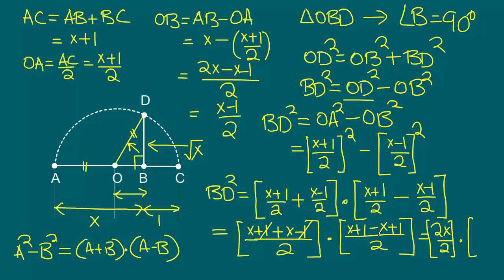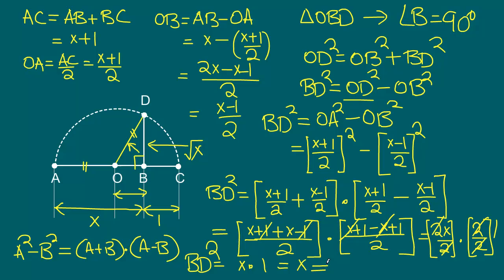Multiply by, what do we have here? So plus x minus x cancels out. We have 1 plus 1, simply 2 over 2. Or we have this as 2 and 2 will cancel out, simply x. Multiply by, this is 1. Or x. So BD square. So BD square equals x.